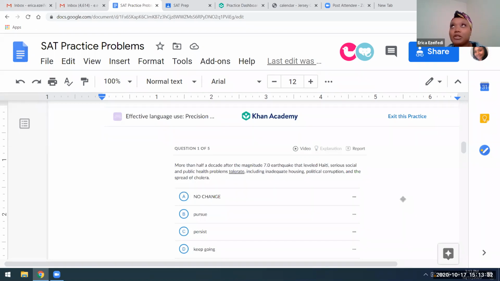Sometimes, just a tip or trick, you can read the sentence without that underlined word to get an idea of what the entire sentence is saying, and then refer back to the underlined word to see if it is helping the sentence say what it's trying to say. So I'm going to reread this sentence without that underlined word.